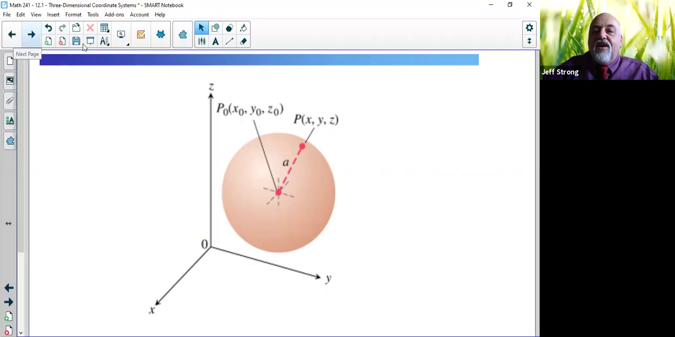Okay, so here we have a point in space. If we say we want all the points that are a certain distance, a, from that point, then that makes a sphere. It's just like a circle in 2 dimensions is the set of all points at a certain distance. A sphere is the set of all points that are a certain distance in 3 dimensions.